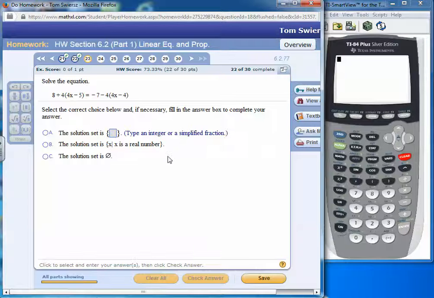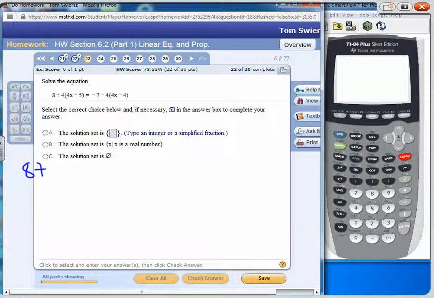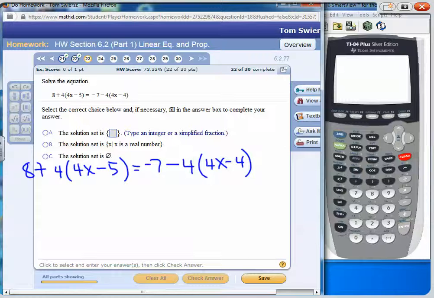All right, let's look at homework exercise number 23. All right, we have 8 plus 4 times 4x minus 5 equals a negative 7 minus 4 times 4x minus 4. All right, distributing the 4 on the left side, right? You can't add. You first got to distribute, multiplication, order of operations. So we copy down the 8. 4 times 4x is 16x.